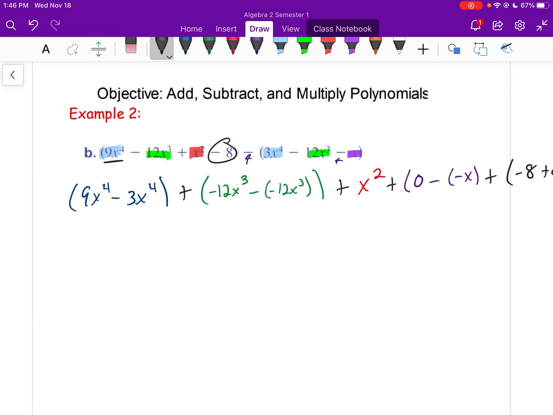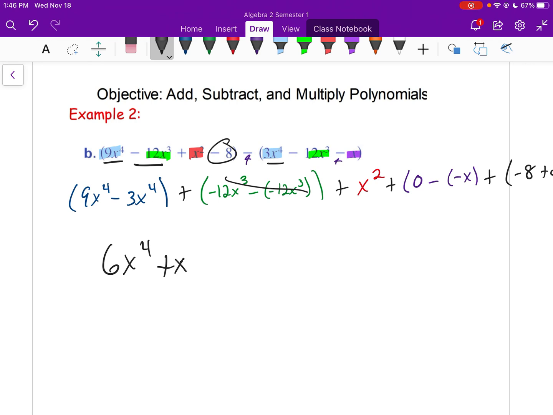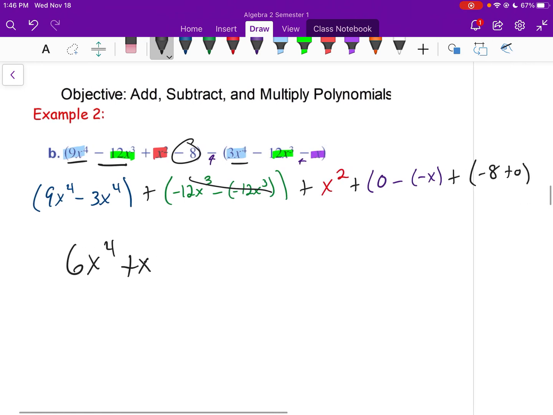You can literally think 9x to the fourth minus 3x to the fourth gives us 6x to the fourth. Then -12 minus -12 is saying -12 plus 12, which gives you 0. So those terms cancel each other out, plus that x squared. Then we have 0 minus -x, so it's saying 0 plus x. So we get plus x.